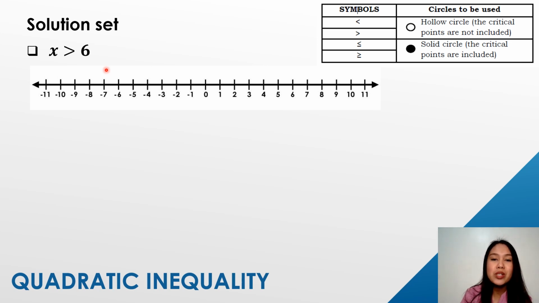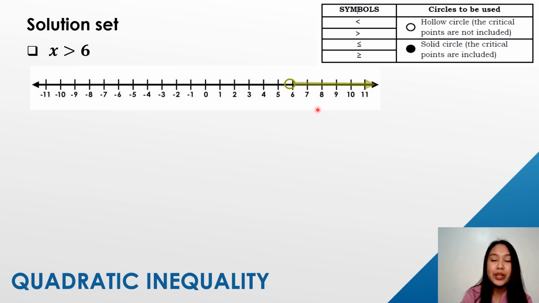We are going to mark the number 6 on the number line based on these criteria. If we see the symbol less than or greater than in the given, we use a hollow circle on the number line. But if it is a less than or equal to or greater than or equal to sign, we use a solid circle, like this. In this first example, we have x is greater than 6, so we use a hollow circle to mark 6 on our number line, just like this.